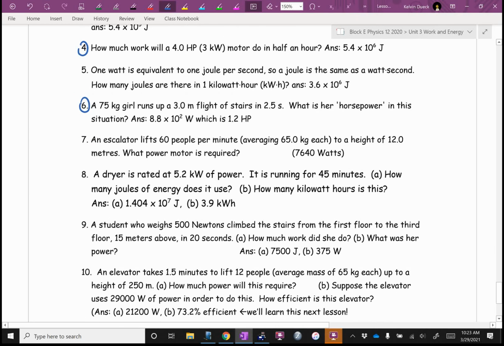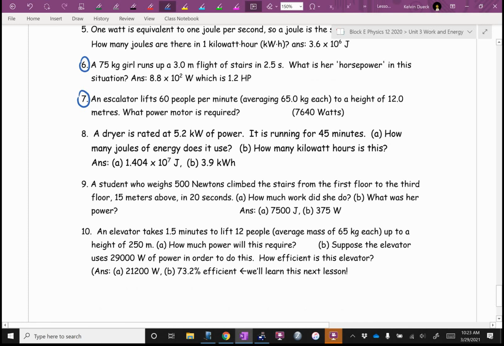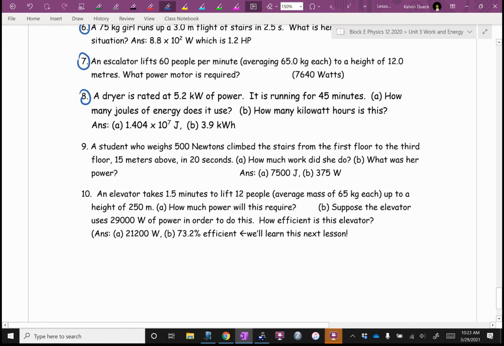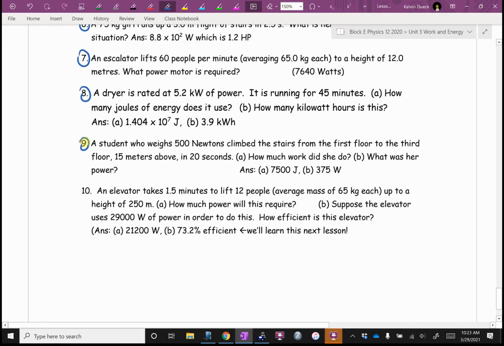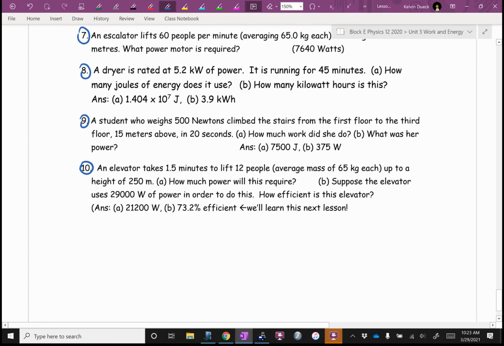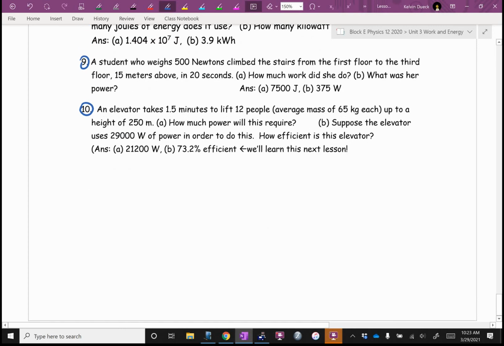6 is good. 7 is good. 8 is good. 9 is good. And 10 is good. 10B we'll learn next lesson. So you can also work on your forces materials, okay? And I think I said to you, you've noticed we're doing a little bit of forces and stuff here too. There's some overlap between forces and work and energy.